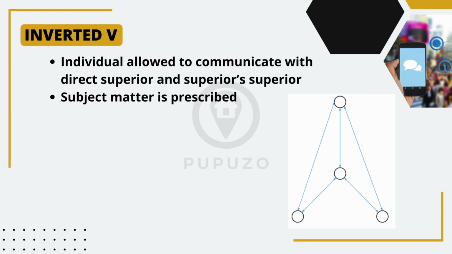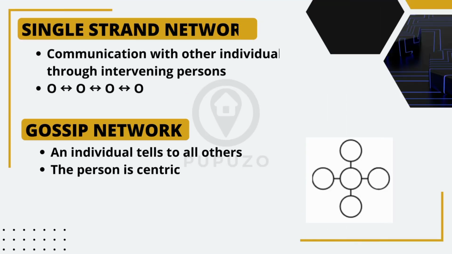Now, let's shift our focus to informal communication, also known as grapevine communication. Informal communication is less structured and often occurs outside the formal channels. It involves the free flow of information among individuals and can take on different network structures. One common informal communication network is the single-strand network, where information is passed from one person to another through intervening individuals. It follows a chain-like pattern.